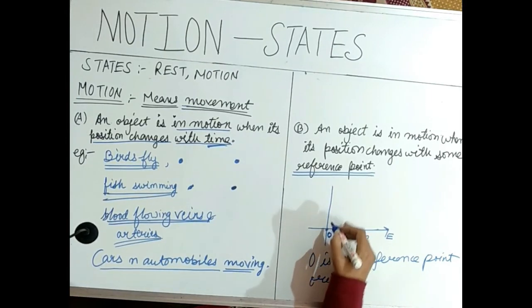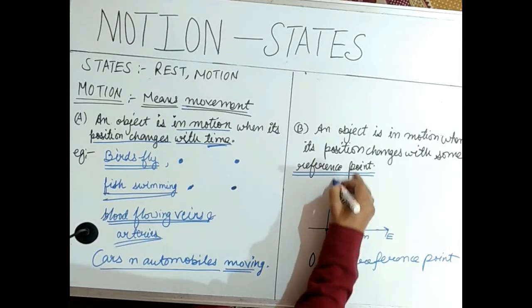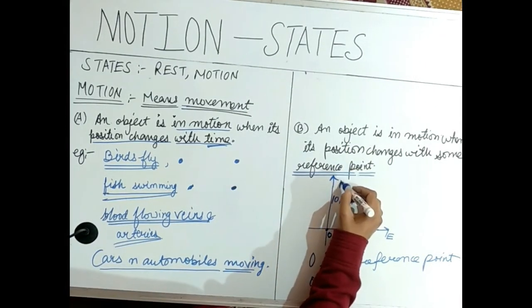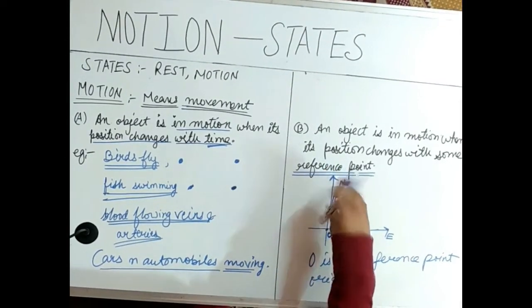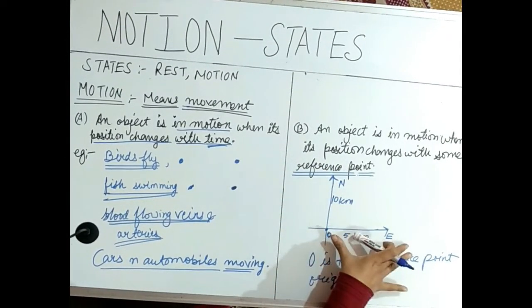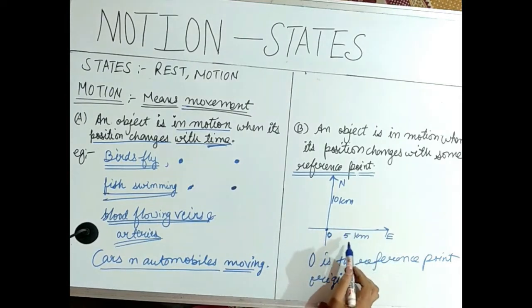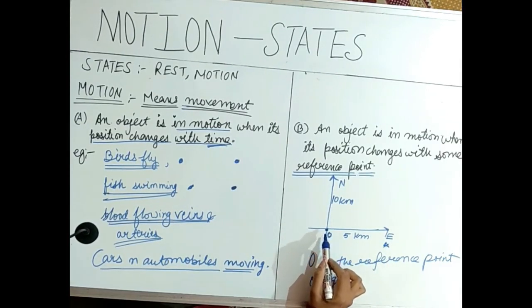Let's say an object has moved from point O and traveled 10 kilometers in the north direction. So we will say that the object started from point O and has traveled 10 kilometers towards the north. So position has changed from here to here, 10 kilometers. Position has changed from here to here, 5 kilometers. So the reference point is important. If we don't mention a reference point, how will you say that the object has moved? It has moved from this point and reached this point. So the reference point is important.